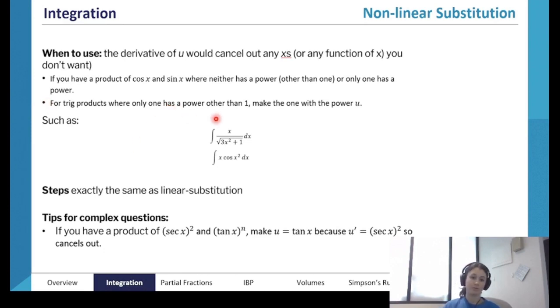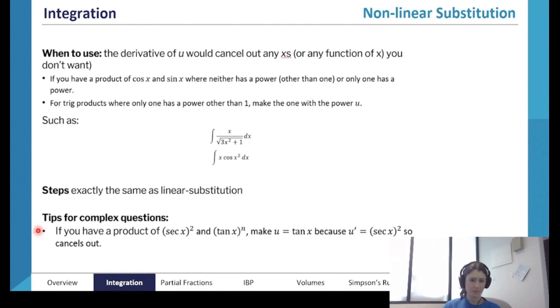Another case that you can use nonlinear substitution is if you have a trig product where only one of them has a power other than 1. So if you have like cos squared multiplied by sine, right? Only one of them has a power other than 1, and that's the cos squared. If you have that, then you need to make the one with the power u. So in this case, if we had cos squared sine, then we would let cos squared equal u. Okay.